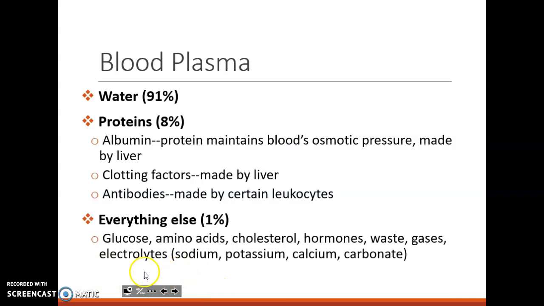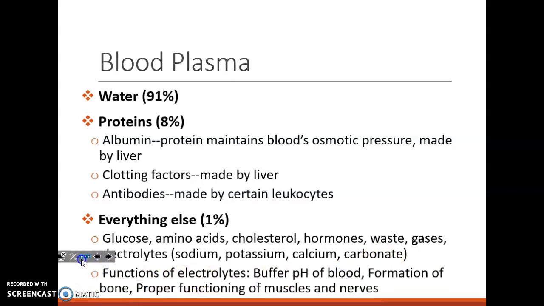So please write these down: glucose, amino acids, cholesterol, hormones, waste, gases, electrolytes, some important electrolytes, sodium. We know sodium, potassium, and calcium are important. And then carbonate is an important electrolyte, which we'll talk about in this chapter. Not so much in this chapter, but more in the respiratory system chapter. So please write this down, get that out of the way for you. Functions of electrolytes: they buffer the pH of blood, they help in the formation of bone, we know calcium, and then they help in the proper functioning of muscles and nerves, we know with sodium and potassium.